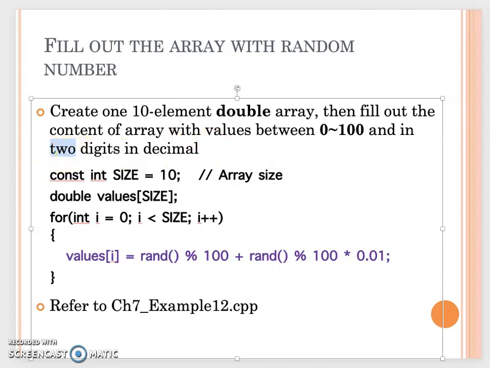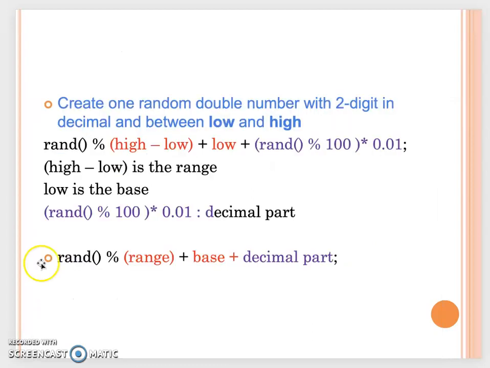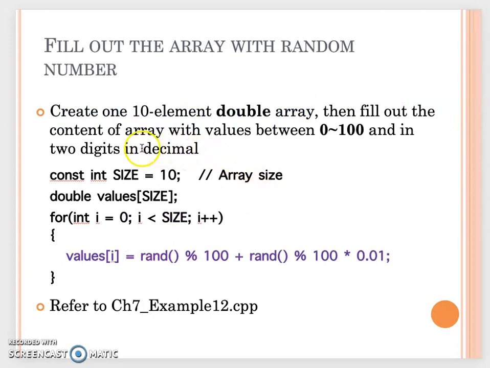Actually, what I want you to think about is this way. When we talk about decimal numbers, we say between 0 to 100, then you have two decimal digits, right? So for any number, I just want you to think about the decimal number, the whole number part. For example, that's 100.